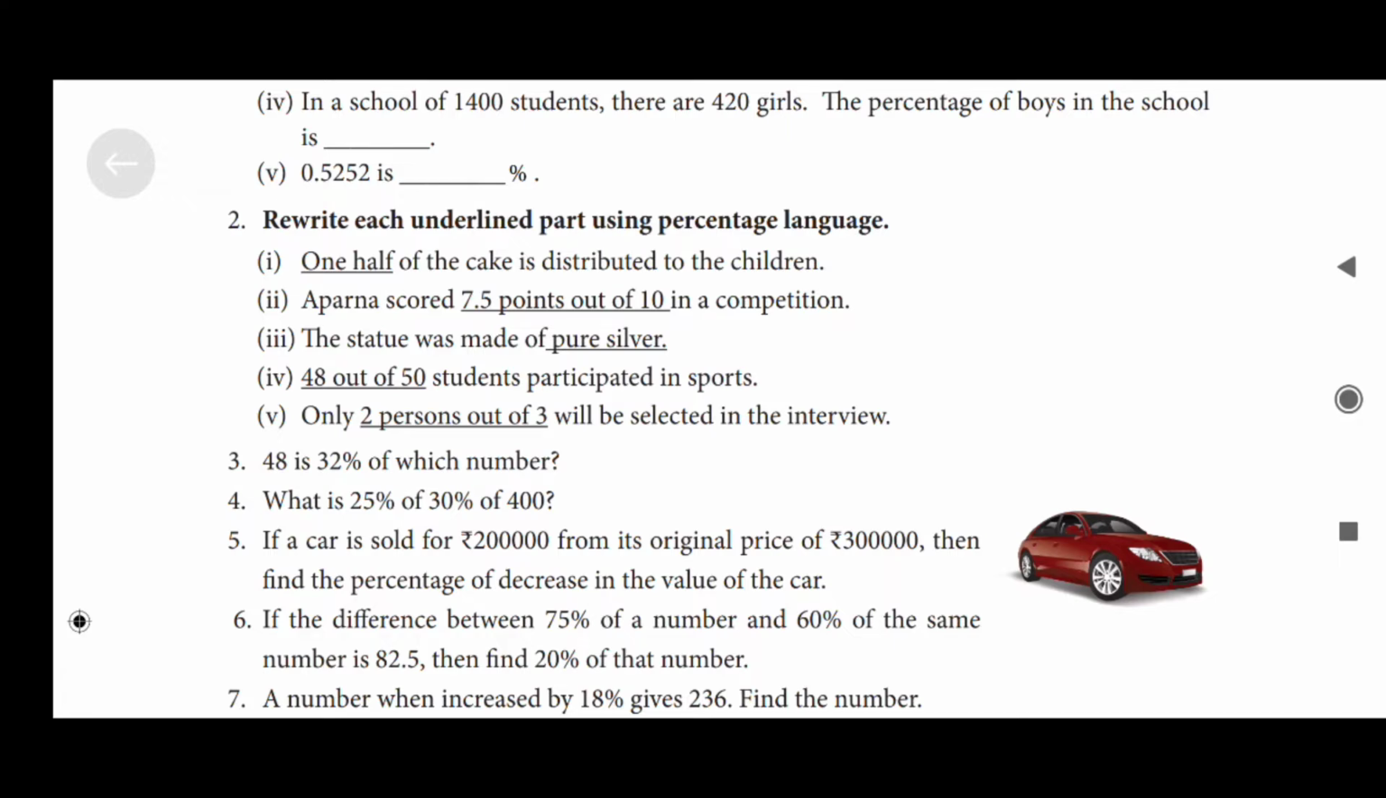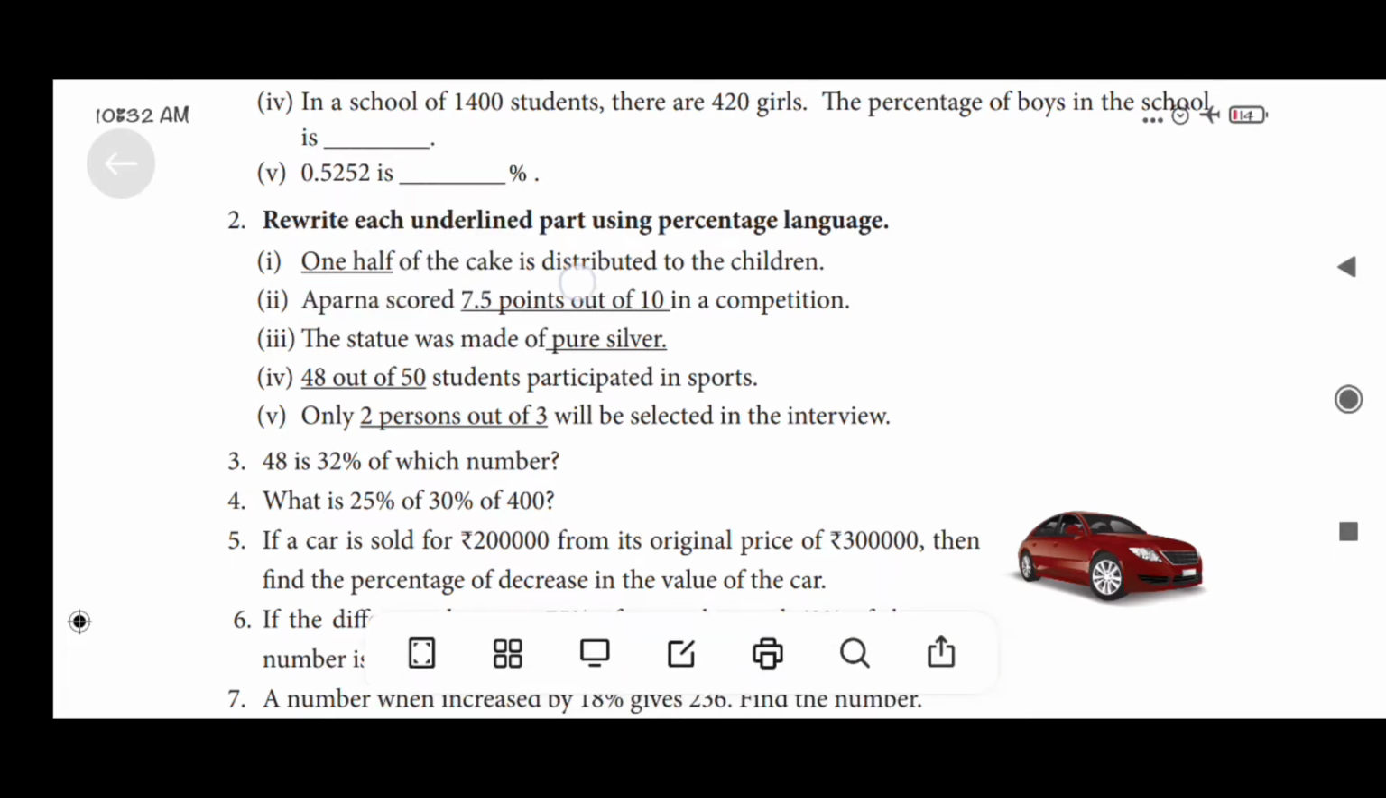In percentage, you have to write. If we see the first question, 1/2 of the cake is distributed to the children. Whole cake means one cake. Half of the cake is distributed. So half of the cake means what is the percentage of the cake. First we need to write 1/2. For percentage we need to multiply with 100. So 1/2 into 100, if we cancel, we will get 50. So 50% of the cake is distributed to the children. Like that you need to write.